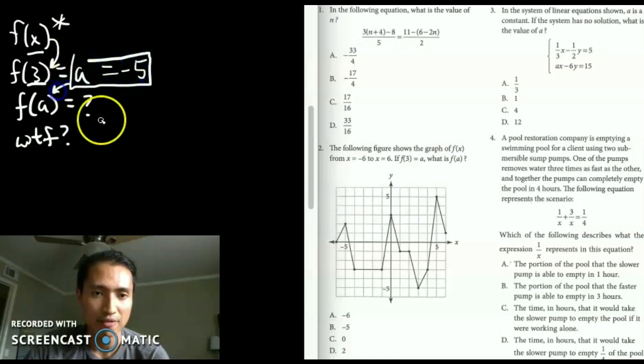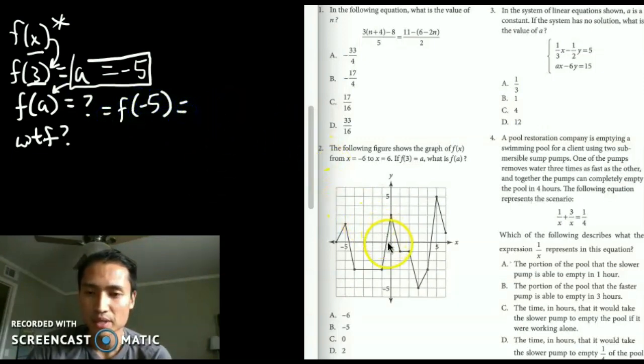Well, what's f of a? So f of -5 is the same thing as saying f of a. So now let's go back to our roller coaster. If we are trying to find -5, we're actually going to go to the left 5 places. And where we are on the roller coaster, f of -5 is going to give us +2. So the correct answer is D.